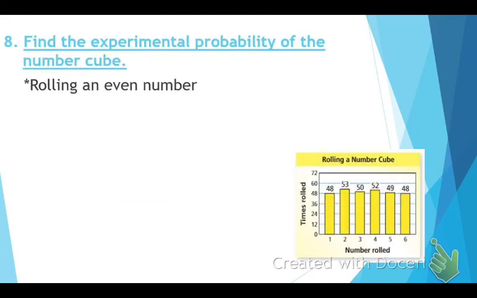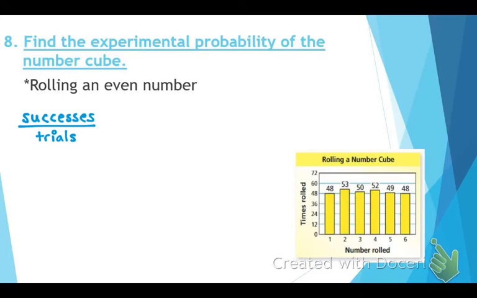All right, for this one, we are finding the experimental probability of the number cube. Guys, what's the formula for experimental probability? Success over trial. Very good. Successes divided by the number of trials. So for this problem, guys, what are we looking for? An even number. Look down there.